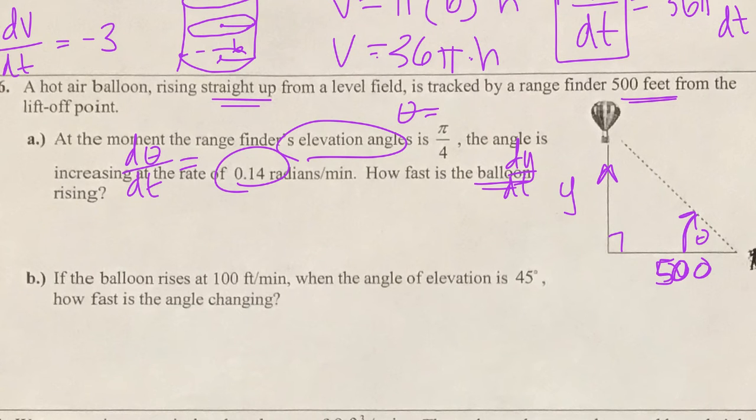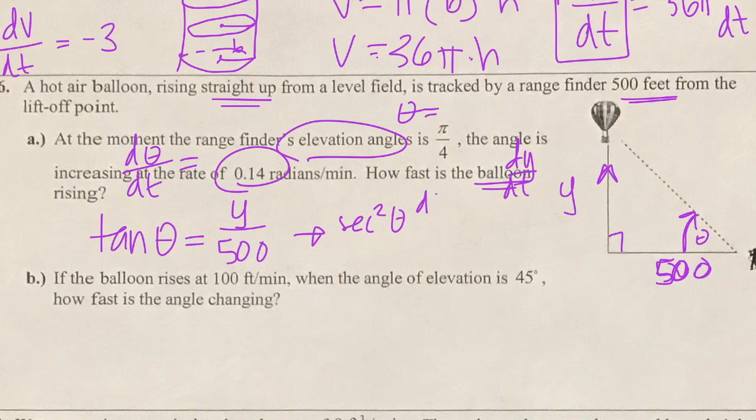So we have an angle and we have two sides. Once again, this is a tangent because it's the opposite side over the adjacent side. Opposite over adjacent. Okay, so back to one of these. The derivative of tangent is secant squared times d theta/dt equals 1 over 500, right? That's our constant, times dy/dt.